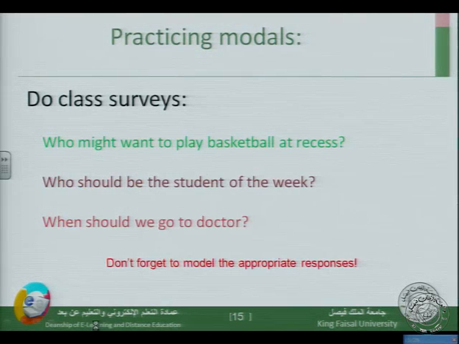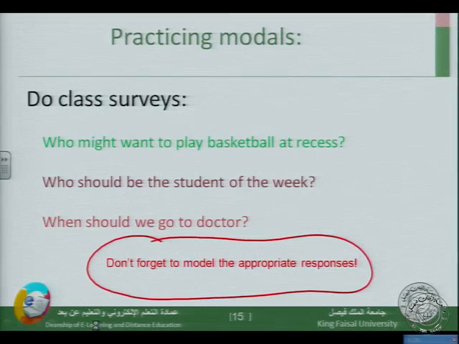So, I'm asking you now to do class service just by yourself. Who might want to play basketball at recess? Who should be the student of the week? Why should we go to the doctor? Okay, this is just an exercise. You can do it by yourself. It's a kind of activity you can follow to use the modals. So do not forget to use the appropriate responses, the appropriate modals. Okay?